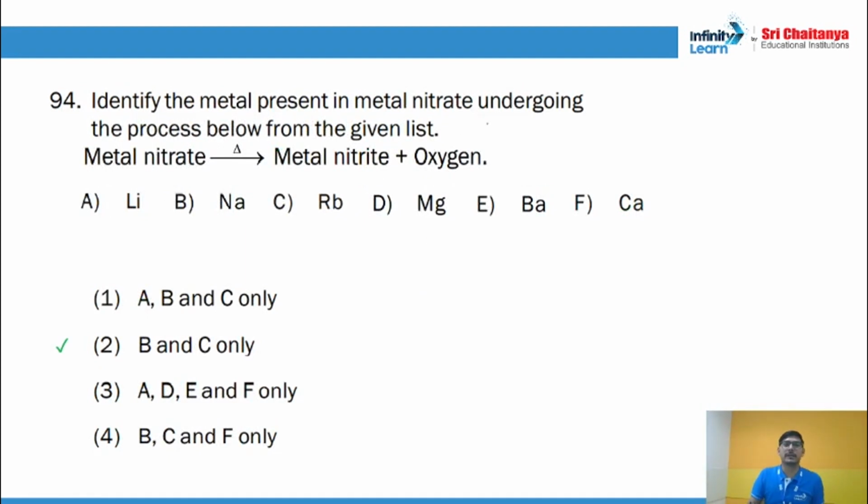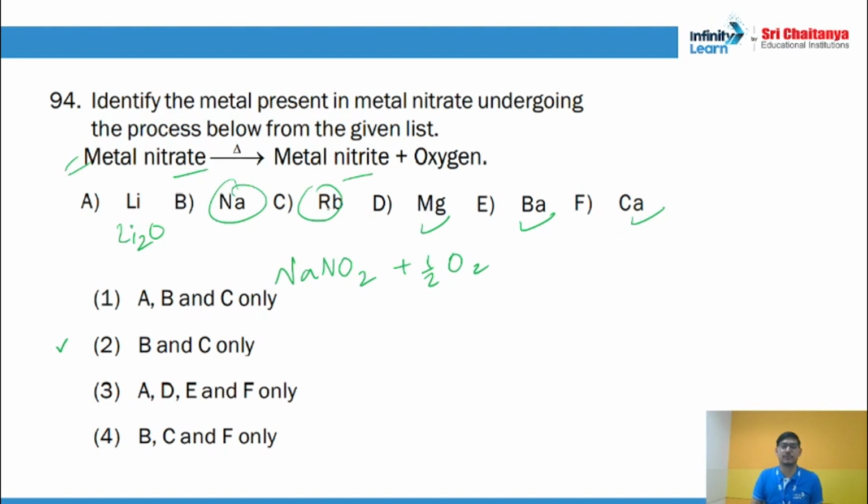You have to identify the metal which will undergo the following process. So metal nitrate is decomposing to metal nitrite. Now you should know that lithium shows a diagonal relationship with magnesium. With these two elements, it gives us the monoxide, same with magnesium, same with barium, and same with calcium, right? But sodium and rubidium decompose as per the generic equation, giving sodium nitrite and oxide, like rubidium nitrite and oxide. So this is the correct answer.